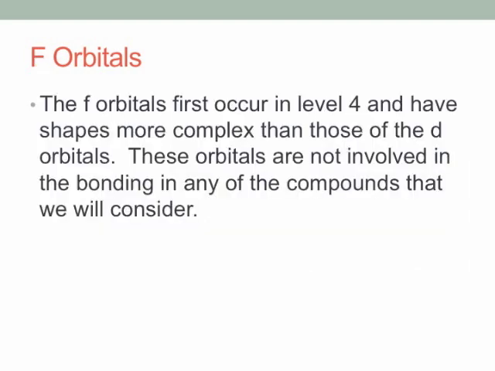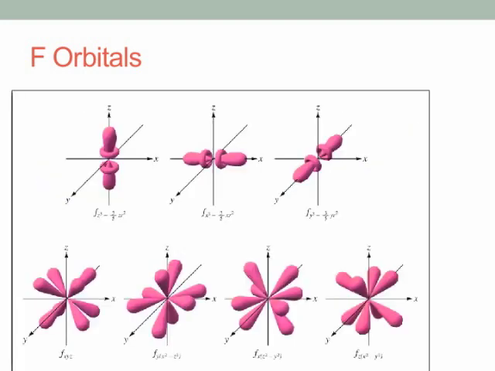The f sublevel has 7 orbitals in it, and we first see f orbitals occurring in energy level 4, and they have shapes that are far more complex than any of the d orbitals. These orbitals are not involved in bonding in any of the compounds that we're going to look at. As you can see, each of these orbitals has several lobes, and not all the shapes are the same.